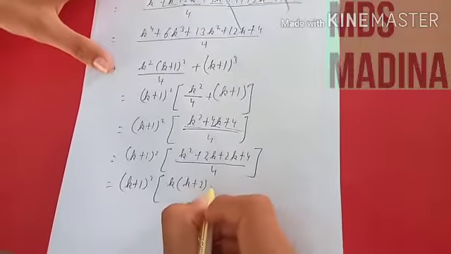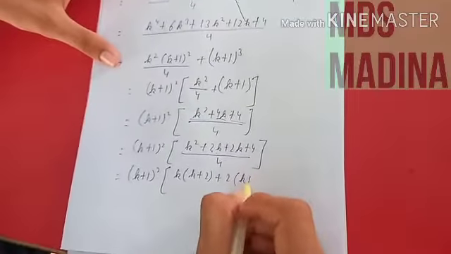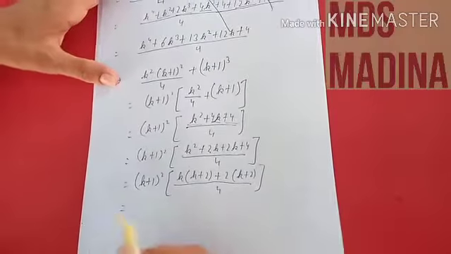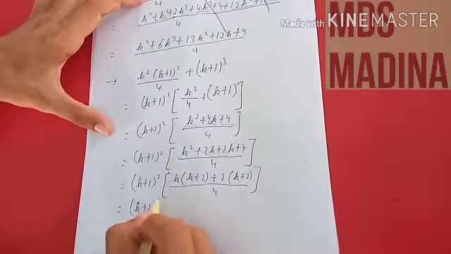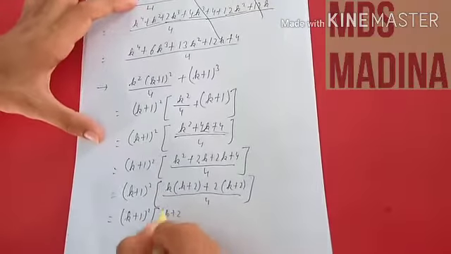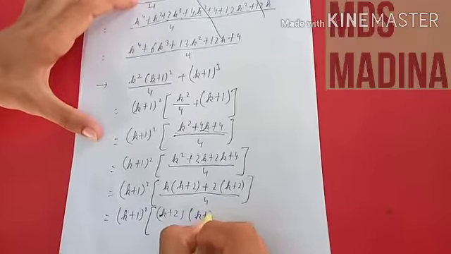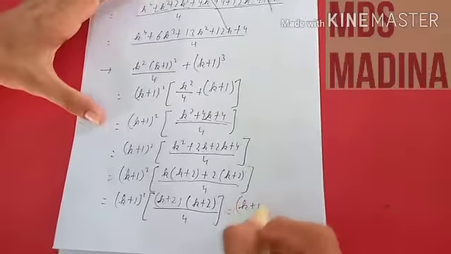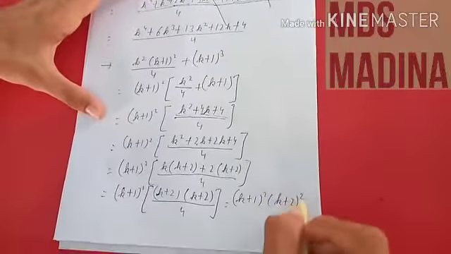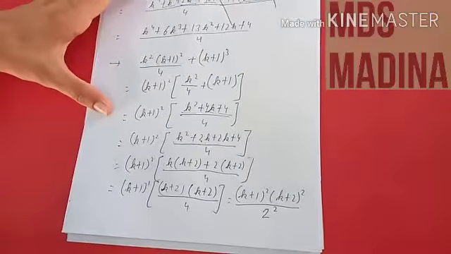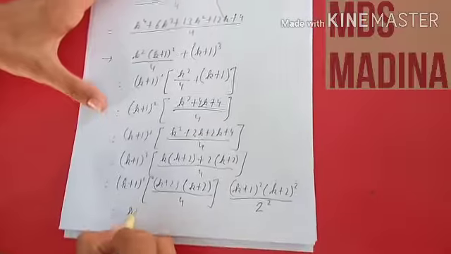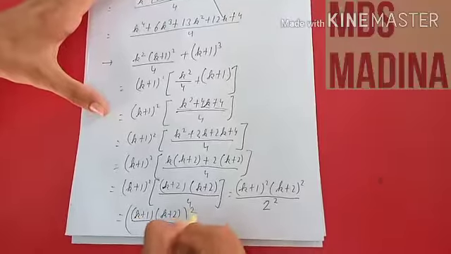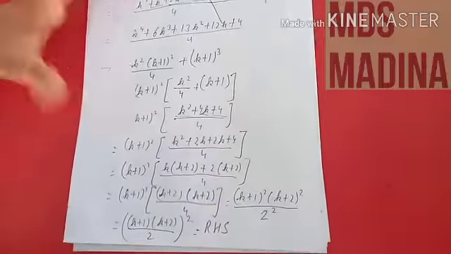k plus 2 plus 2 common, again k plus 2 by 4. So that will be what? It is k plus 1 square. So that will be k plus 2 taking common from here into k plus 2 by 4. So this I can write as k plus 1 square into k plus 2 square divided by 2 square, and that will be equal to what? k plus 1 into k plus 2 by 2 whole square, and that is equal to our right hand side. Hence we have solved.